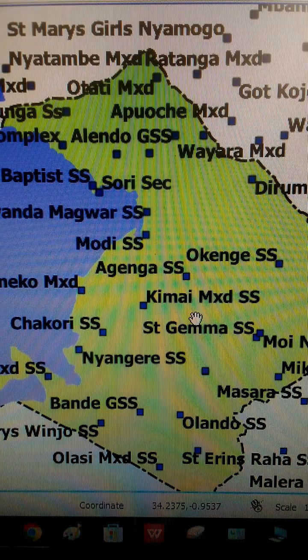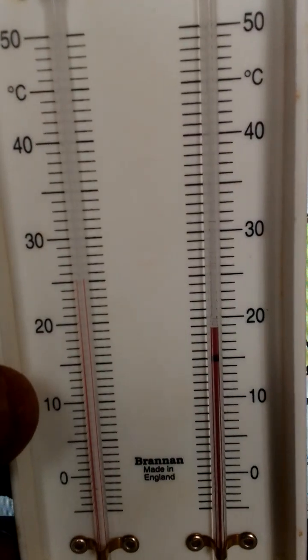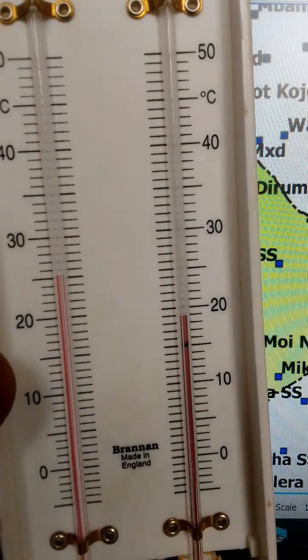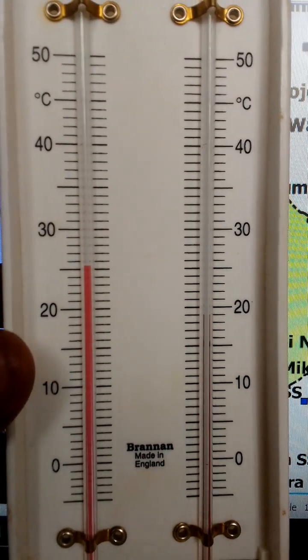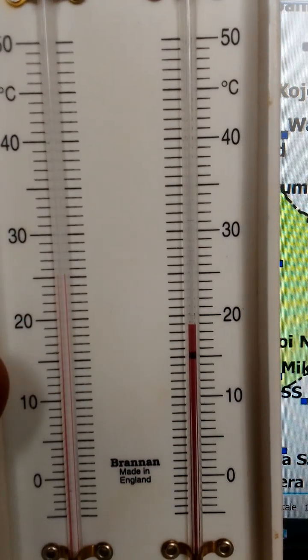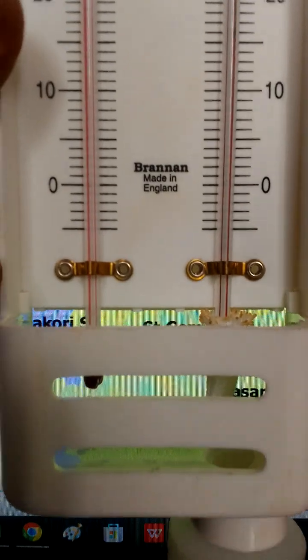Now, let me talk about the wet bulb hygrometer. This is the wet bulb hygrometer. This is the way it looks like. It has two thermometers, the dry bulb thermometer and the wet bulb thermometer. This is the dry bulb, this is the wet bulb thermometer. Both of them are mercury in glass thermometers. For the wet bulb thermometer, we have a muslin cloth wrapped around the bulb, but for the dry bulb, there's nothing there.